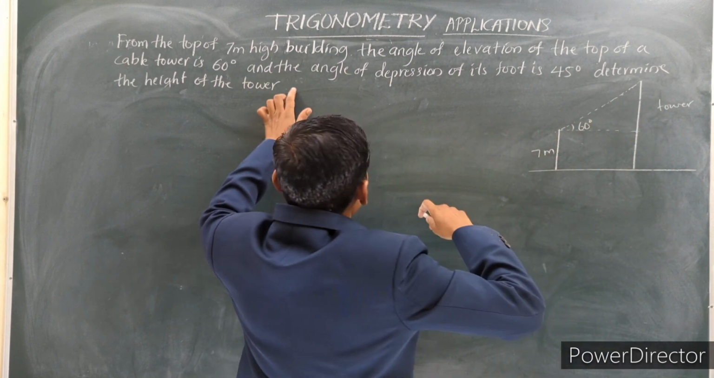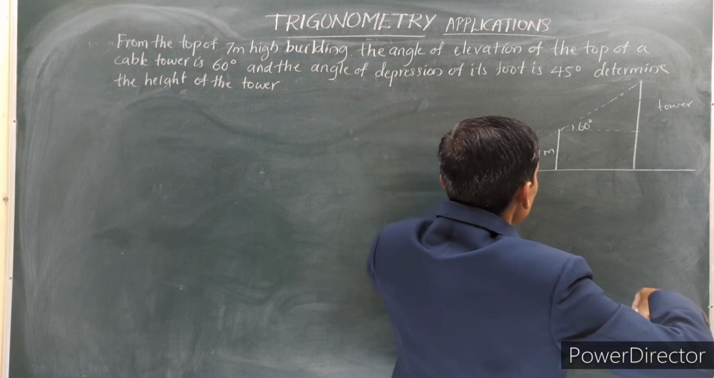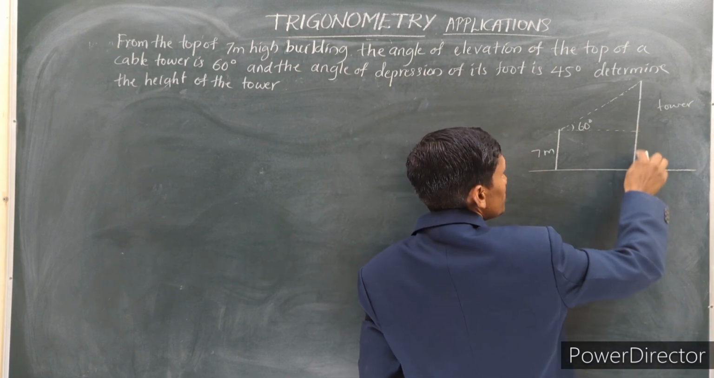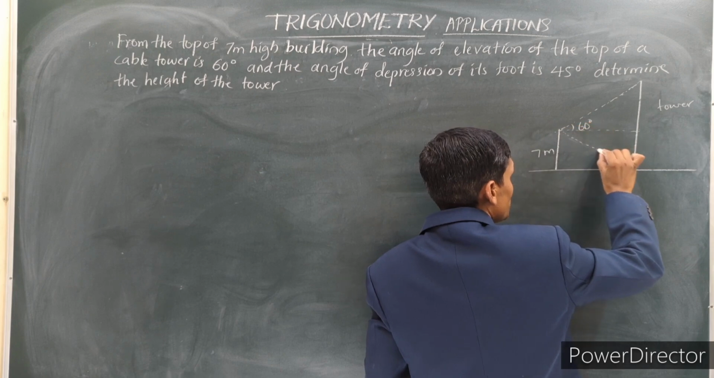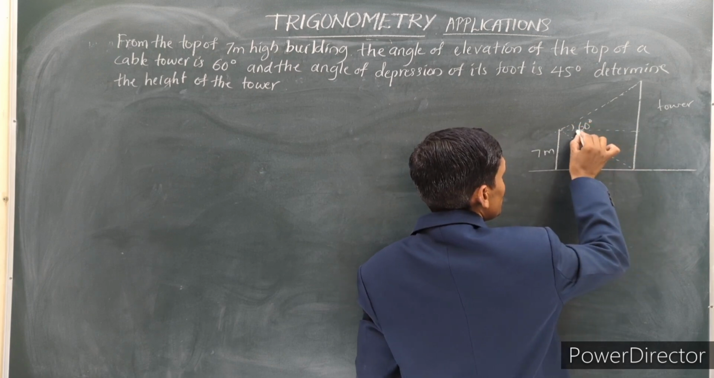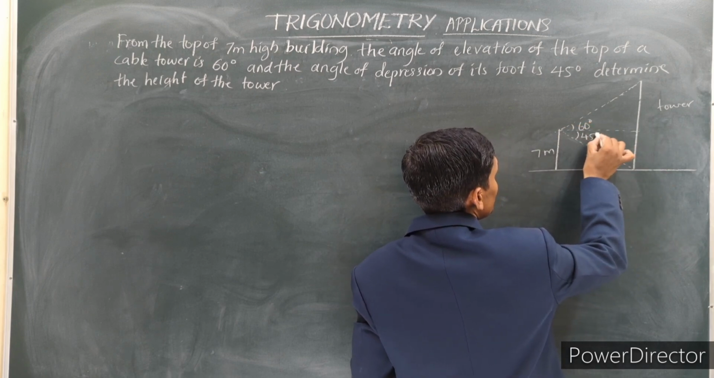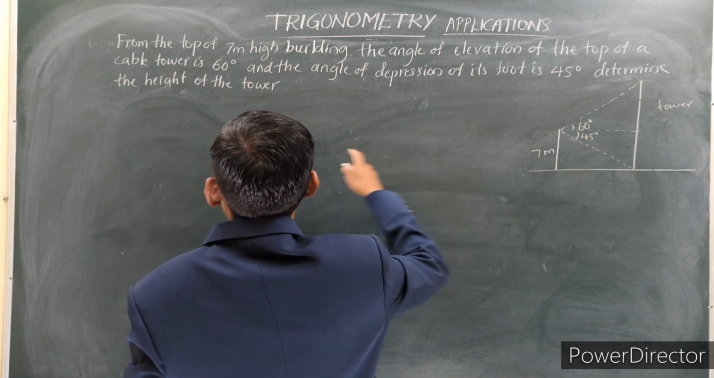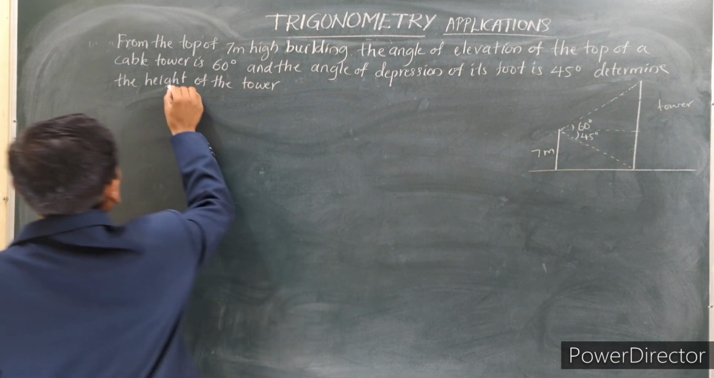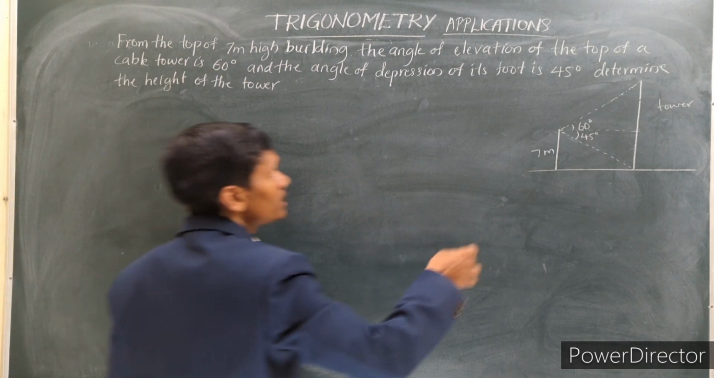Next, and the angle of depression of its foot. Which foot? That is the foot of the tower. From here you need to consider the angle of depression. It is how much? 45 degree, they are saying this one. Determine the height of the tower they are asking. Means what is the total height of the tower?